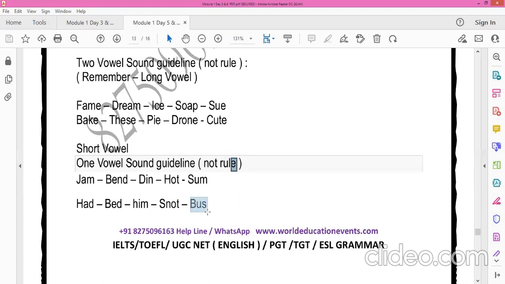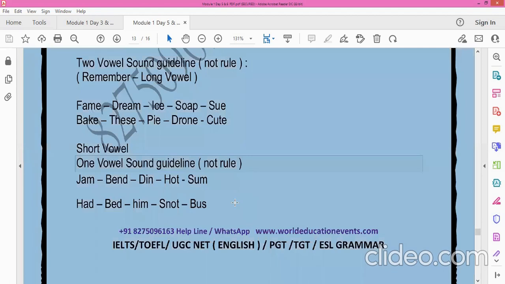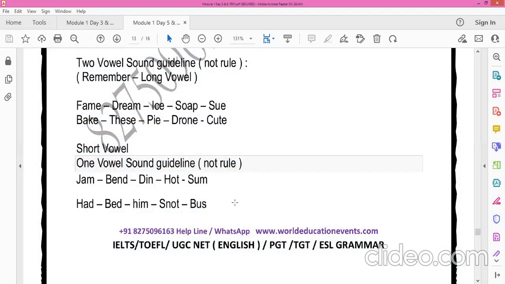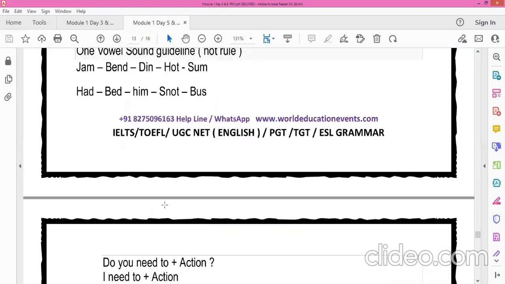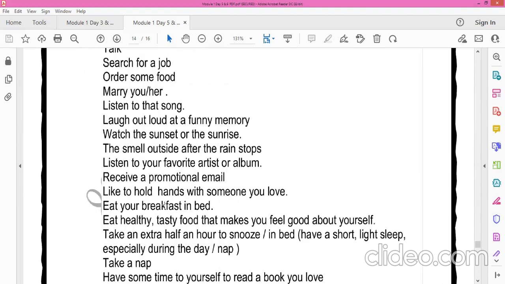Now, can I say boost? No. B-U-S, bus. Why no? We can't say boost because it's a short vowel. Short vowel sound. So you have to say what? Cut, sum, bus. Now, got it? Yes, sir. So that's the difference between what? A short vowel and a long vowel sound. Okay, that's great.